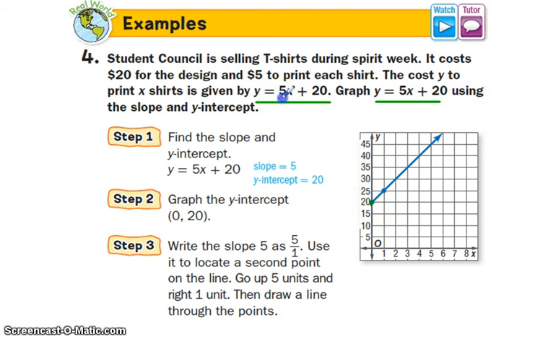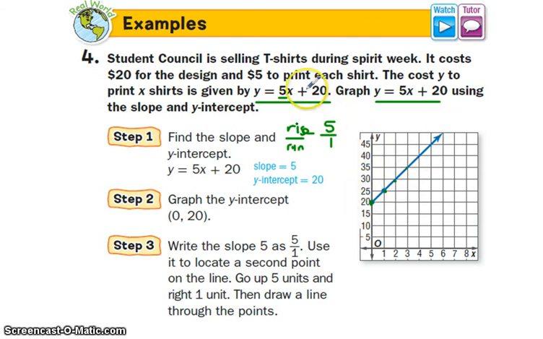Now our slope is 5. And when we have a whole number, we can actually write it like this. So our rise is 5. Our run is 1. Okay, so we're going to go up 5 and over 1. Now again, look at your intervals. Going up 1 is actually going up 5. So we're going up 5 over 1. There's a point. Up 5 over 1. Up 5 over 1. That is going to give us our line.